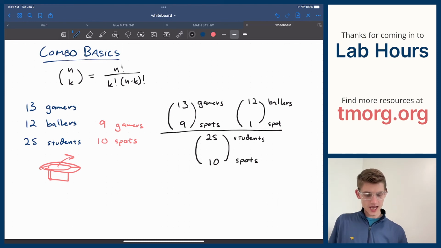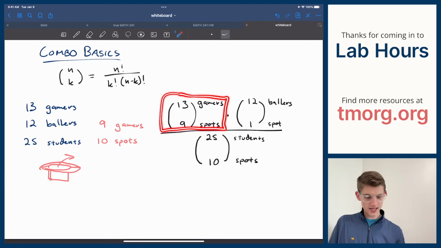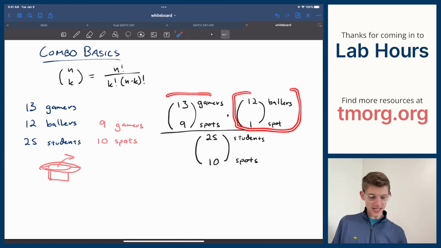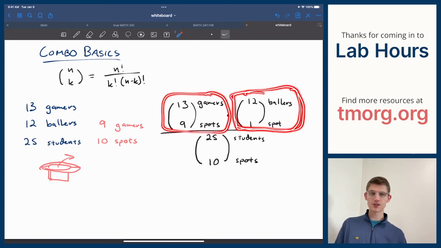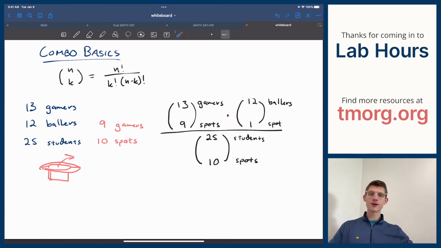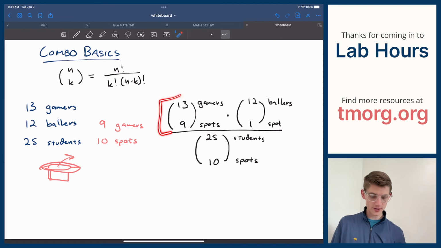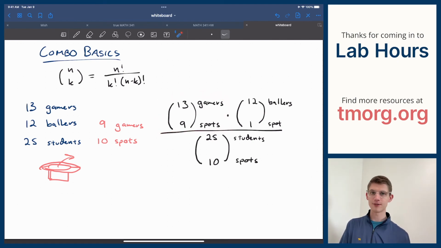And then you say, okay, I can actually multiply these together, right? Because this is the number of ways that I can assign all of the gamers so that this is true. And then for each of these ways, I could assign one of the 12 ballers. So that gives me 12 different options for this specific scenario of student council for every group of 13 pick 9 from the gamers, right?